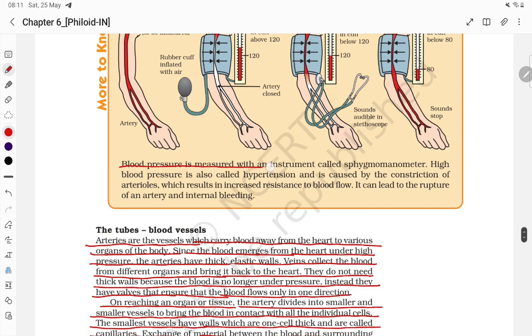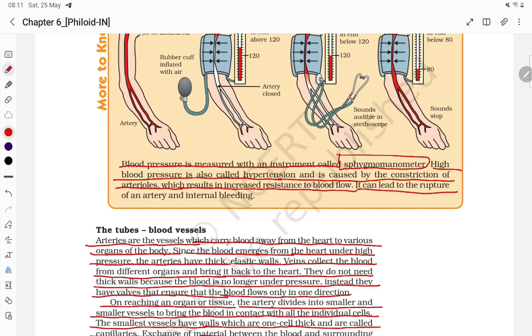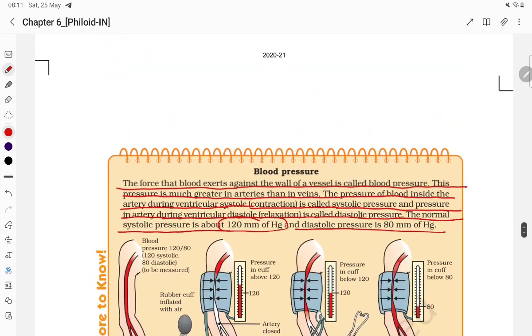Blood pressure is measured with an instrument called a sphygmomanometer. High blood pressure is also called hypertension and is caused by the contraction of the arterioles, which results in increased resistance to blood flow. It can lead to the rupture of arteries and internal bleeding.